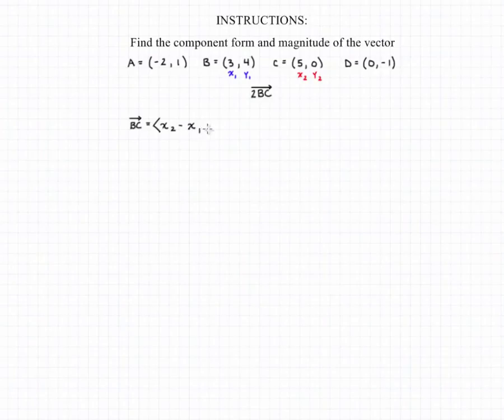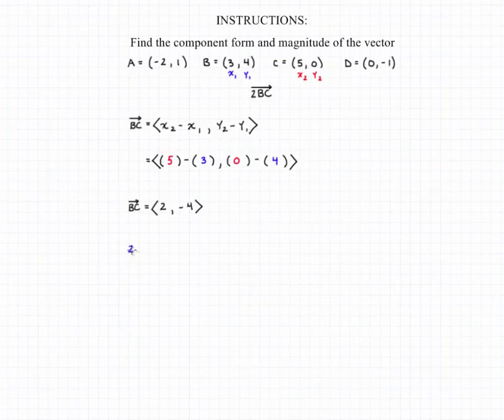And we can do that by labeling the points B x1 and y1, and C x2 and y2, and then subtracting the x and the y coordinates. And that will tell us how far we have to move in the x direction and how far we have to move in the y direction to get from B to C. So if we plug that information in, we'll have 5 minus 3, and then 0 minus 4. And if we work that out, we'll have our vector BC, which is going to be 2, negative 4.